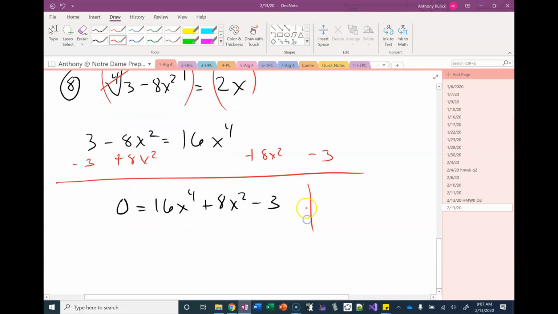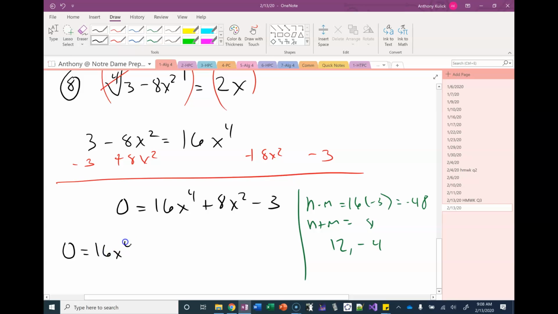Since the leading coefficient is 1, though, I have to find the two numbers that multiply to give me 16 times negative 3, which is negative 48, and then add to give me 8. So that would be 12 and negative 4. Are we happy with that? So what I'm going to use those two numbers to do is break up 8x squared into 12x squared plus a negative 4x squared, and then make 2 groups.